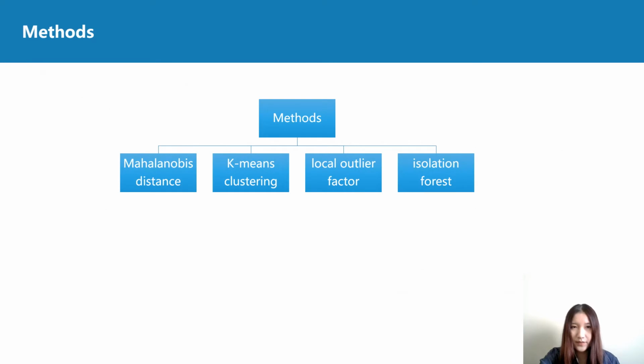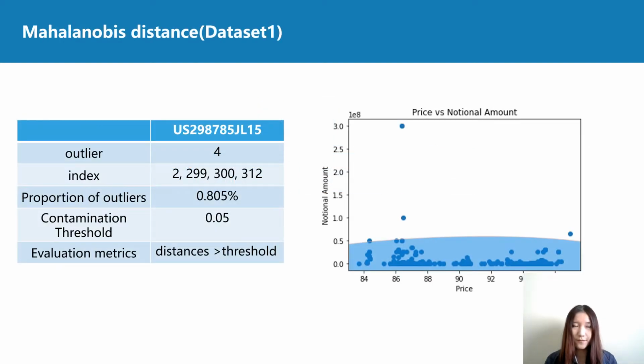Now it comes to the methods, and in the following few slides, I will introduce the four methods used in this project. The first method is the Mahalanobis distance. The table and graph show the results of the best execution dataset. If you look at the scatter plot, you will find outliers at the data points outside the shade. It is clear to see that there are four outliers for this bond, and their indexes are shown in the table. The table also displays the proportion of outliers for this bond, as well as the contamination threshold and evaluation metrics.